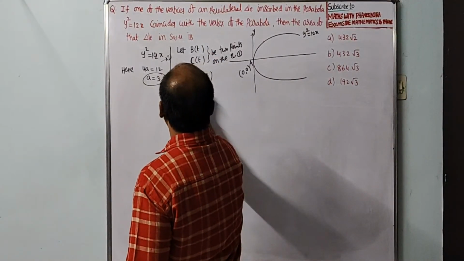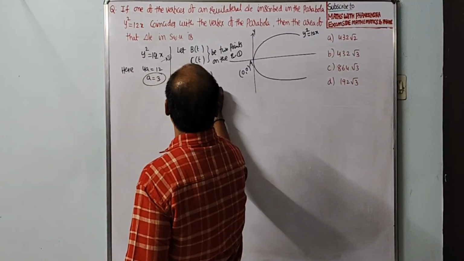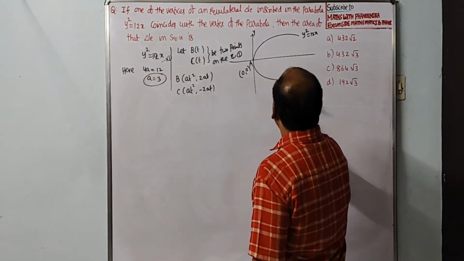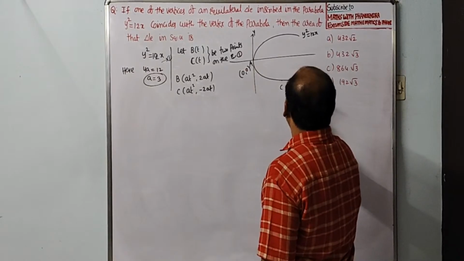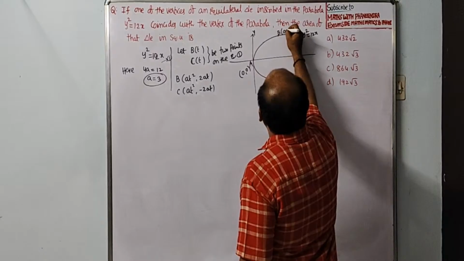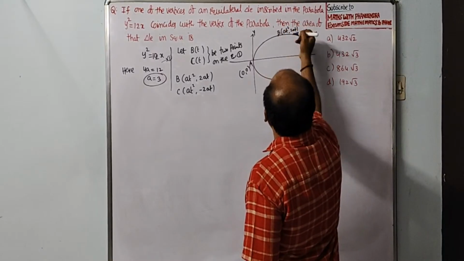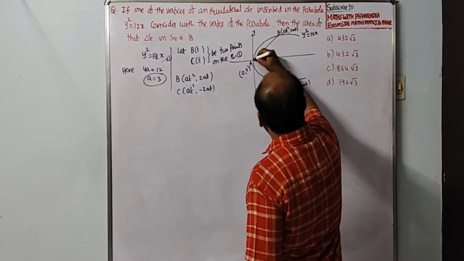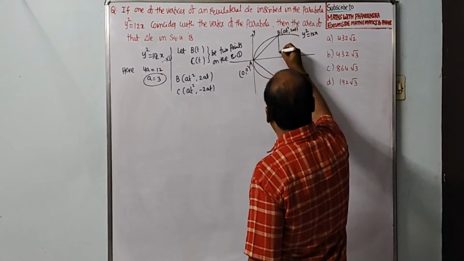So C is (at², −2at) I am taking. Here C point is (at², −2at). So B point is (at², 2at). They already mentioned that it is an equilateral triangle.